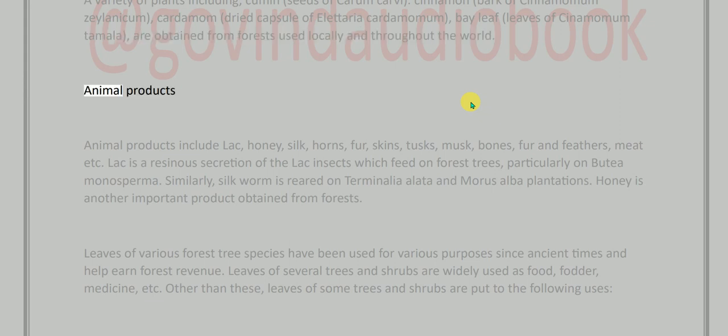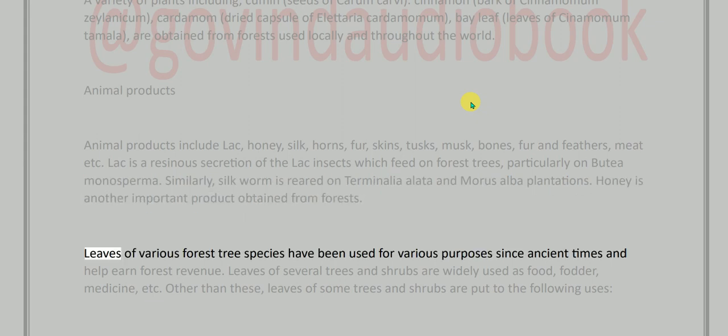Animal products. Animal products include lac, honey, silk, horns, fur, skins, tusks, musk, bones, feathers, meat, etc. Lac is a resinous secretion of the lac insects which feed on forest trees, particularly on Butea monosperma. Similarly, silkworm is reared on Terminalia alata and Morus alba plantations. Honey is another important product obtained from forests.